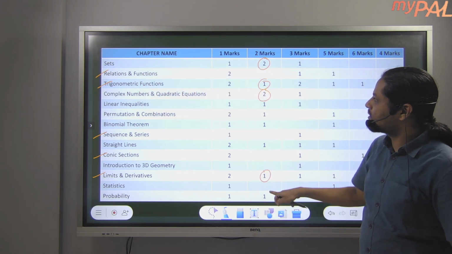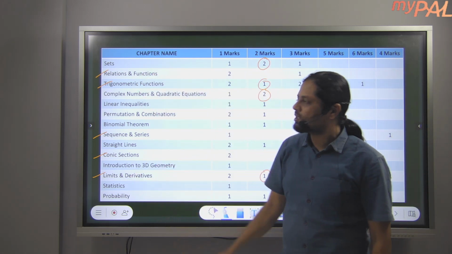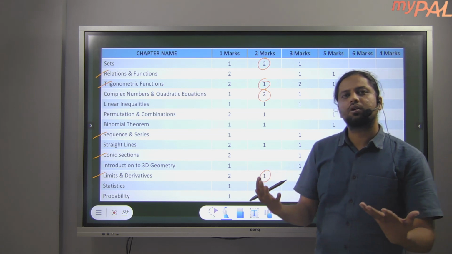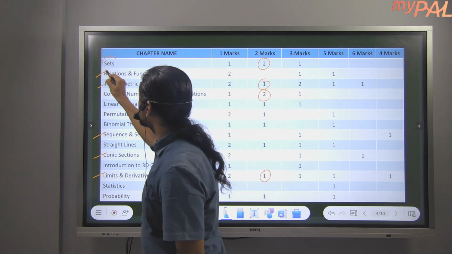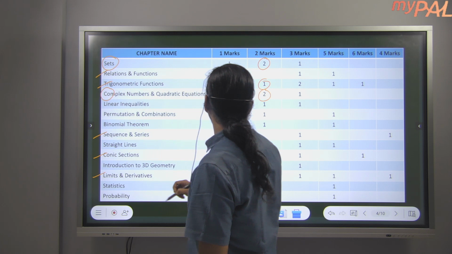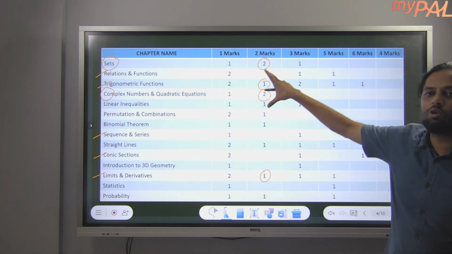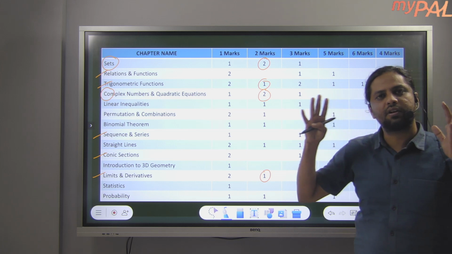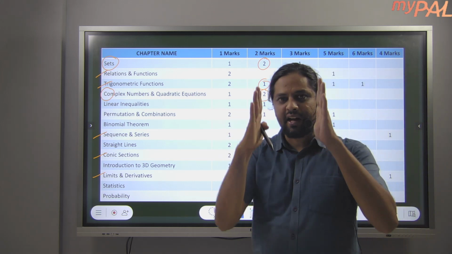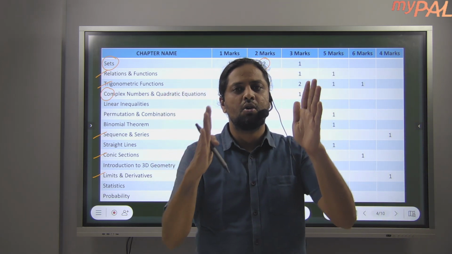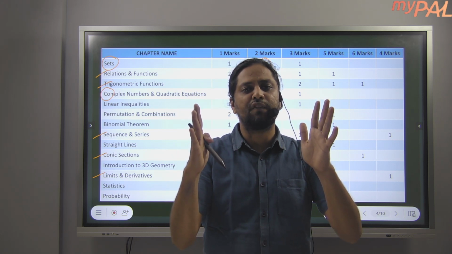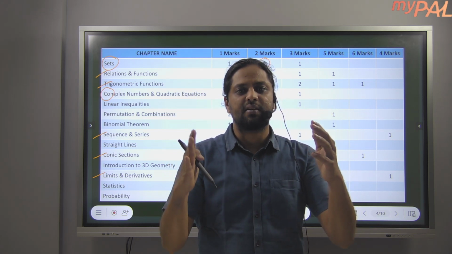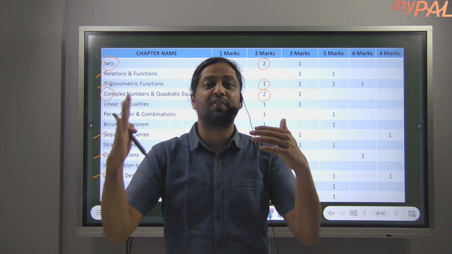All my 2 markers are done, and all the important chapters which are highlighted. So what would you do in chapters like sets and complex numbers? You should try to focus more on 2 markers only. Whatever tips I am giving, we are trying to help most of the students who want to fall in a category of 60 marks out of 80, somewhere like say 55 to 65 or 55 to 70.